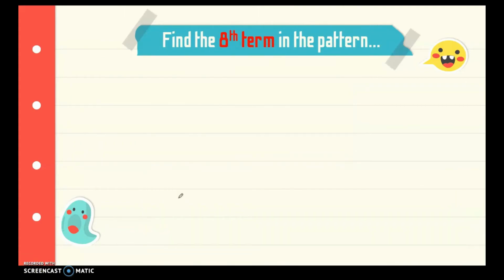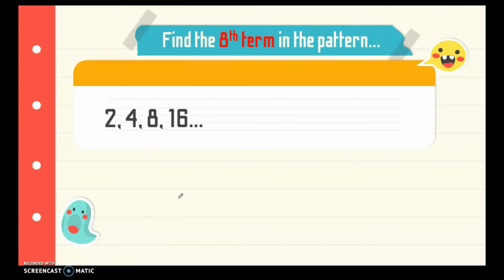Next, find the 8th term in the pattern. We have 2, 4, 8, 16. So we have 2 possible rules here. We can have multiply by 2. Let's confirm that 4 becomes 8 by multiplying by 2, and 8 times 2 is 16. We can also say that to get from 2 to 4, we add 2. Then from 4 to 8, we add 4. And from 8 to 16, we add 8.